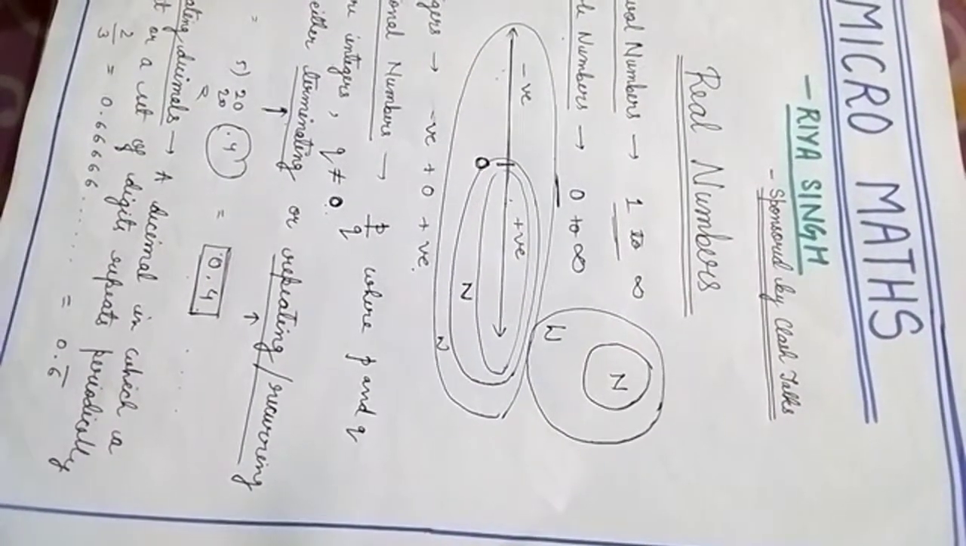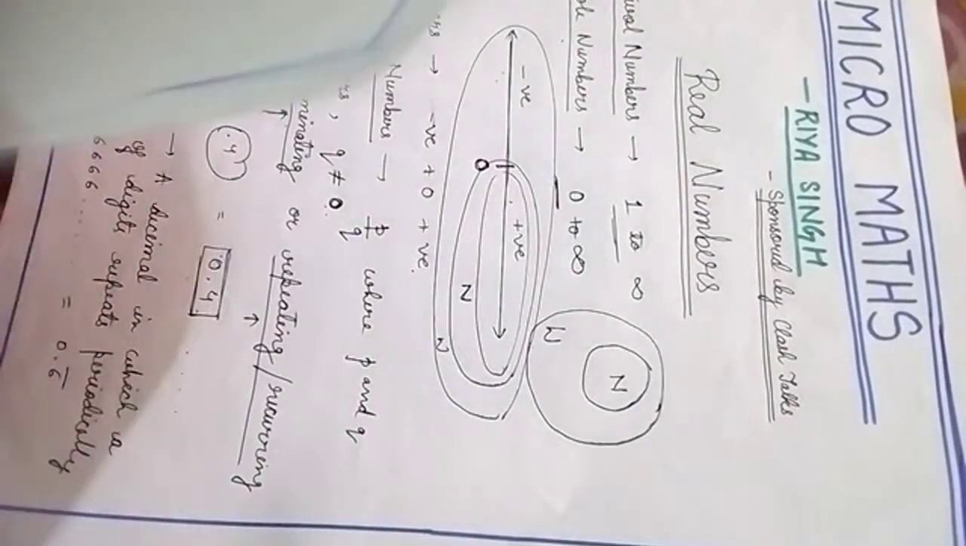Okay, we can take another example, that is 3 by 11. इसका डेसिमल एक्सपेंशन क्या होता है?